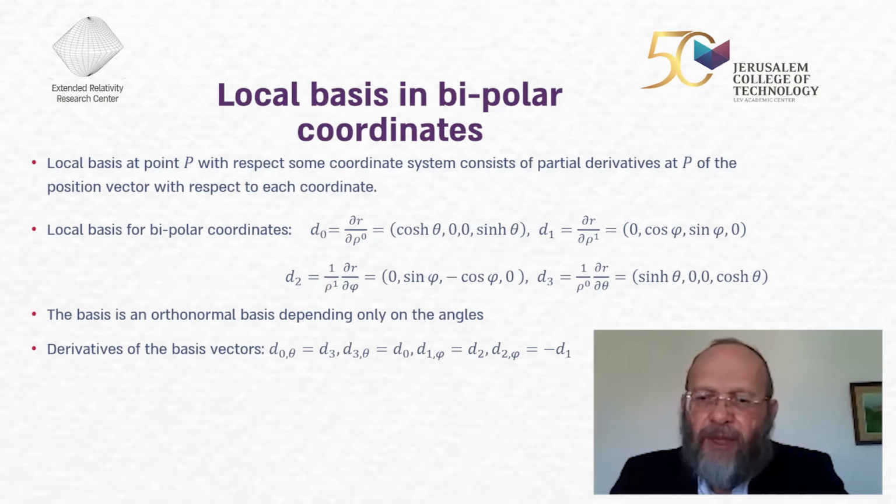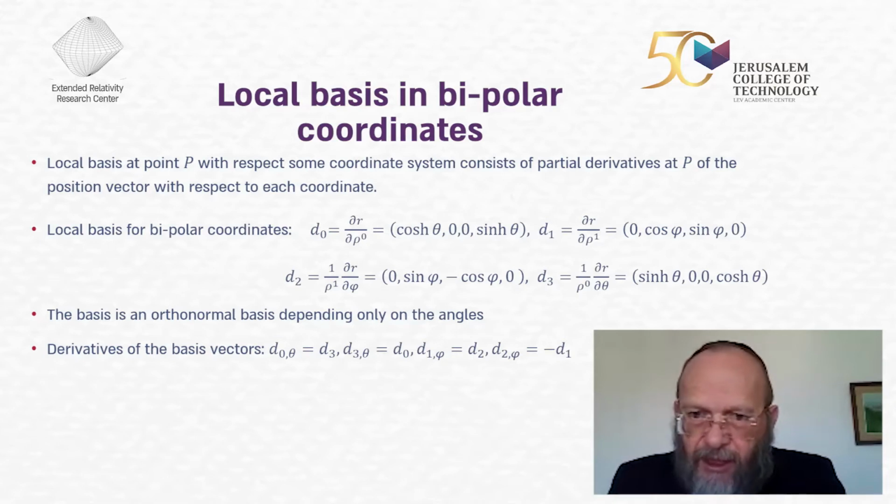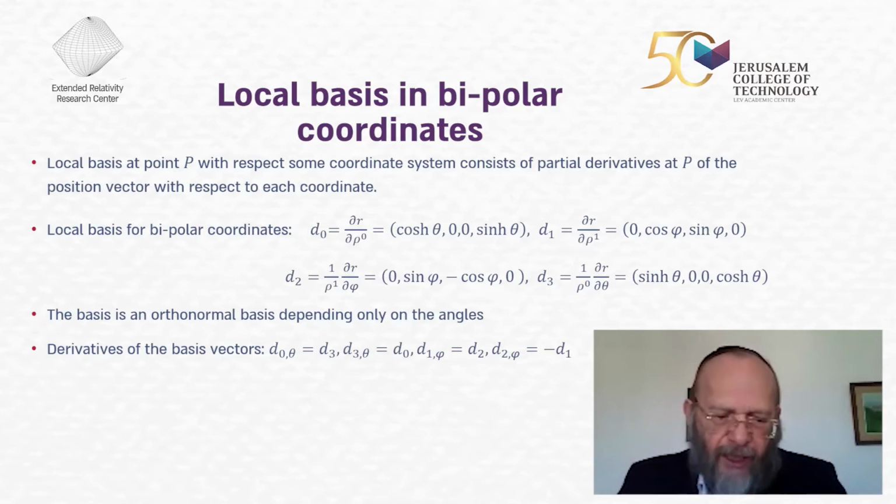Also, another interesting property. If you differentiate these bases by the angles, one basis element goes to another. If you differentiate d0, instead of cosh, you get sinh, and instead of sinh, you get cosh. It's exactly d3. And the same thing, differentiate d2, you get d3. d3 by theta gives you d0. d1 by phi gives you d2. And d2 by phi gives you negative d1.